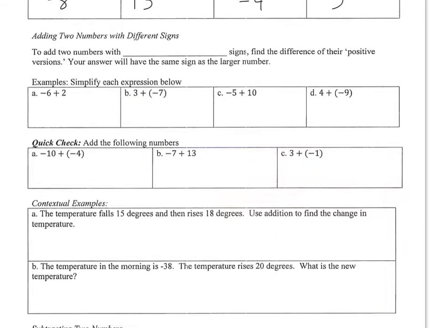When you add two numbers with different signs, find the difference, so difference means subtract, of their positive versions, and then your answer will have the same sign as the larger number. So an example would be you're just going to look at 6 and 2. Don't look at that -6 and 2. Just look at it as 6 and 2.